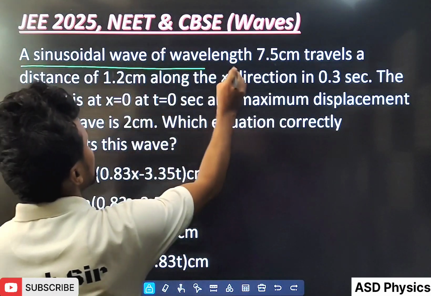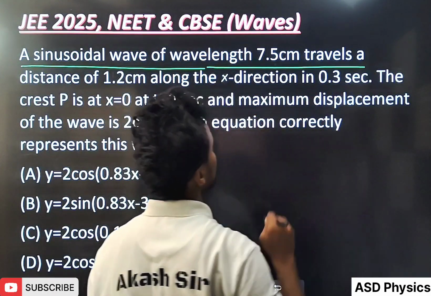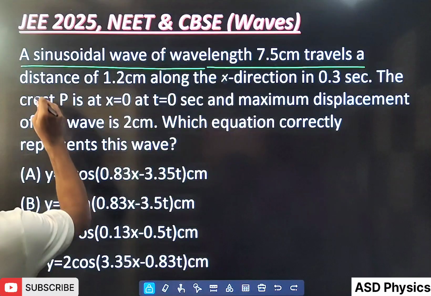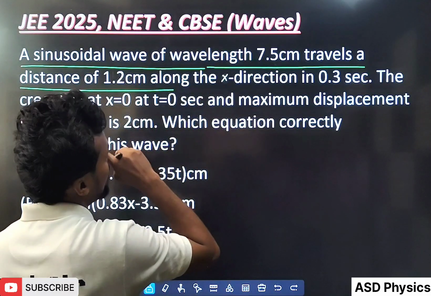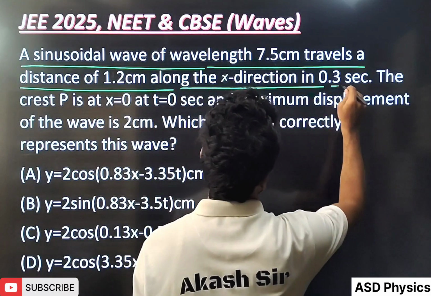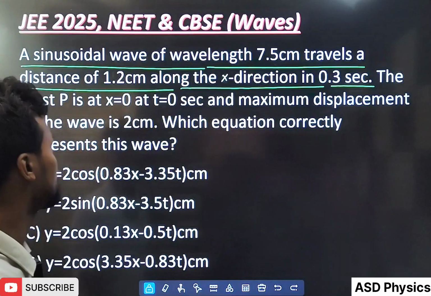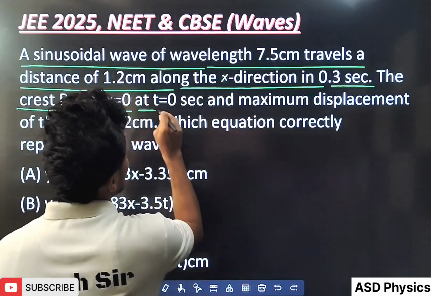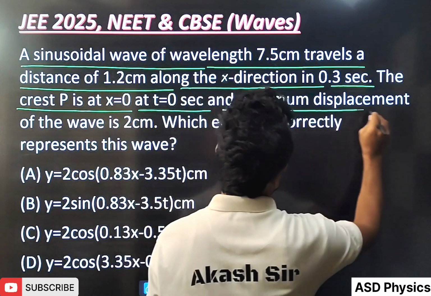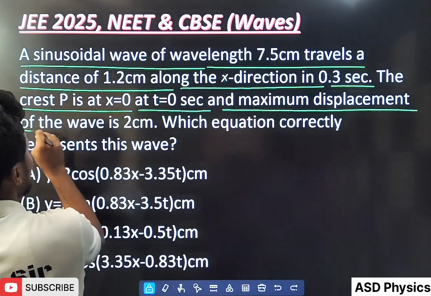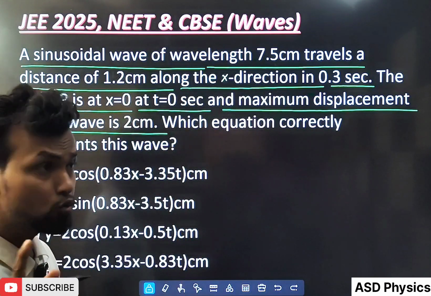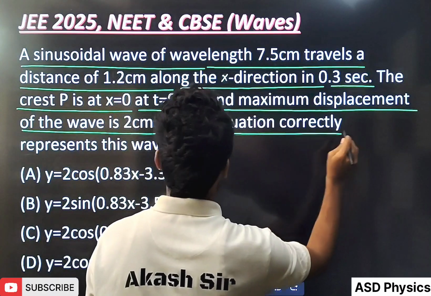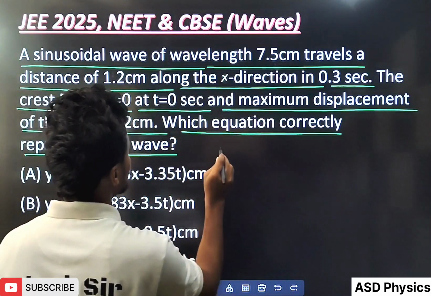The question is: a sinusoidal wave of wavelength 7.5 centimeter travels a distance of 1.2 centimeter along the x direction in 0.3 second. The crest P is at x equal to 0 at t equal to 0 second. Okay, and the maximum displacement of the wave is given as 2 centimeter. Now, which equation correctly represents this wave?